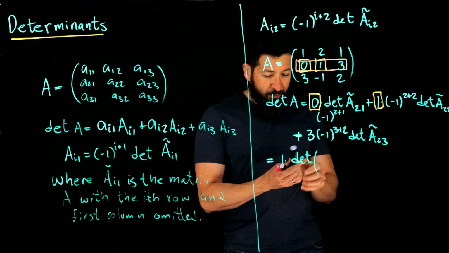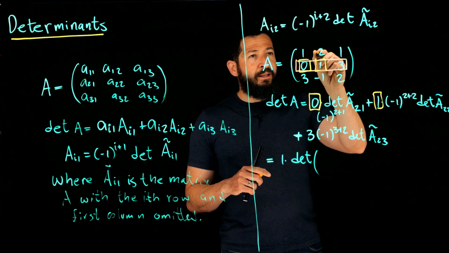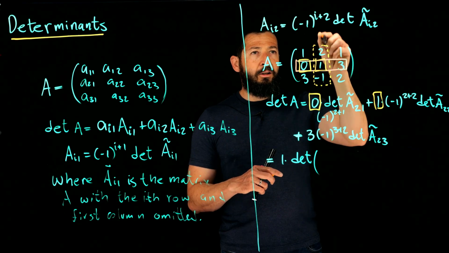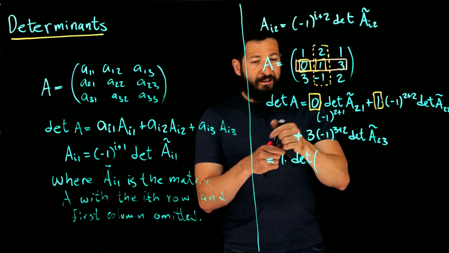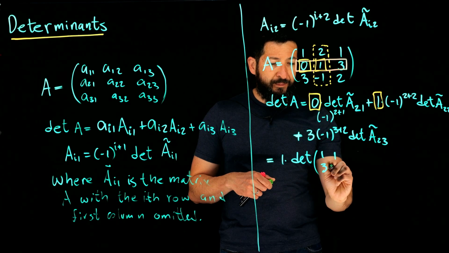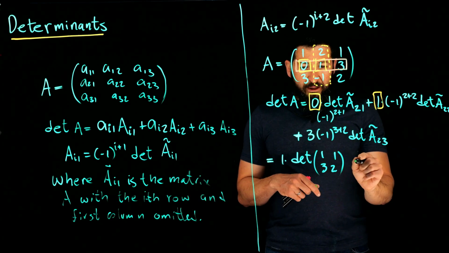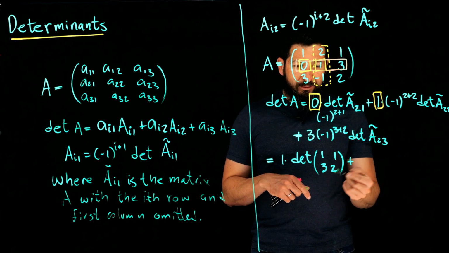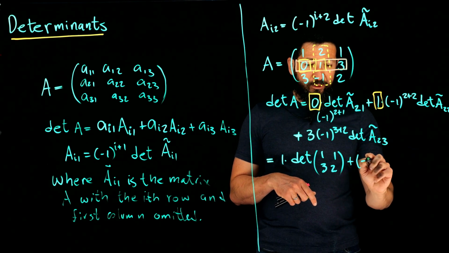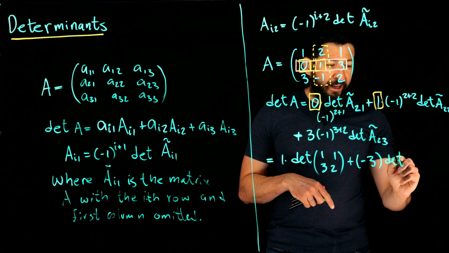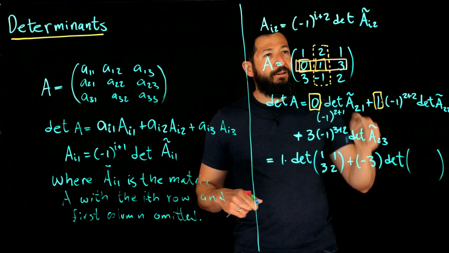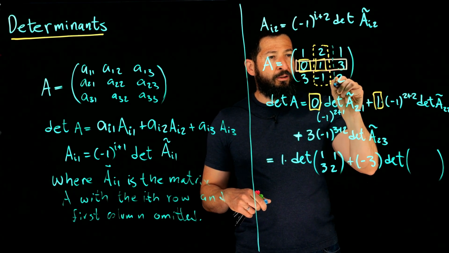So how do I make A22? I'm going to eliminate the second column and second row, and I'm going to write the matrix that I obtain. The matrix that I obtain is going to be 1, 1, 3, 2. Those are the terms that survive. And now here I'm going to do minus 3 times negative 1 to the power of 5. Negative 1 to the power of 5 is negative, so I'm going to write negative 3 times the determinant of A23. A23 is going to be the matrix that I obtain by eliminating the second row and third column.